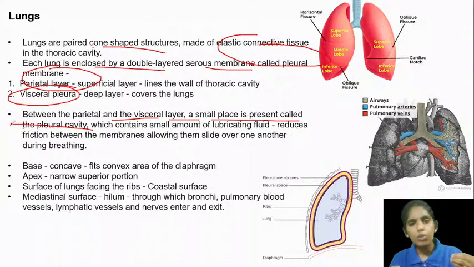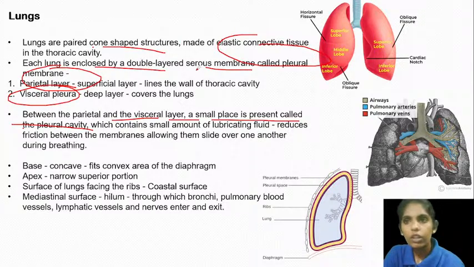And what is the purpose of this pleural cavity? It will prevent the friction between these two membranes during breathing. So when we inhale and exhale, the lungs will expand and reduce in size. During this process, there will be some movement between these two membranes, and because of the presence of this fluid, there will not be any friction during these movements.